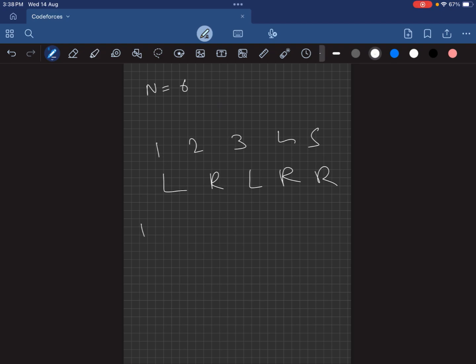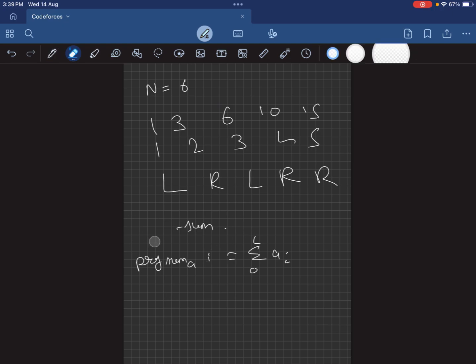First of all, I will find the prefix sum of the array. The ith element of the prefix sum of an array A is the summation of all elements from 0 to i of that array. So for this case, prefix sum will be 1, 3, 3 plus 3 is 6, 6 plus 4 is 10, and 10 plus 5 is 15. Essentially the sum of the first i elements of that array. Okay, so now we'll use the two pointer approach.